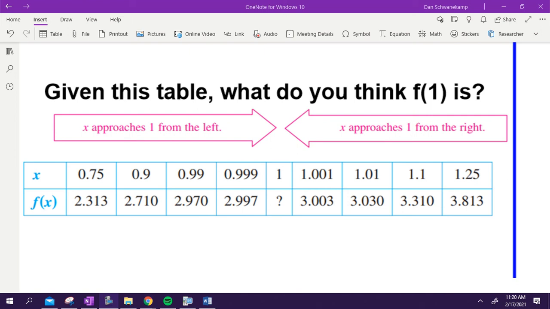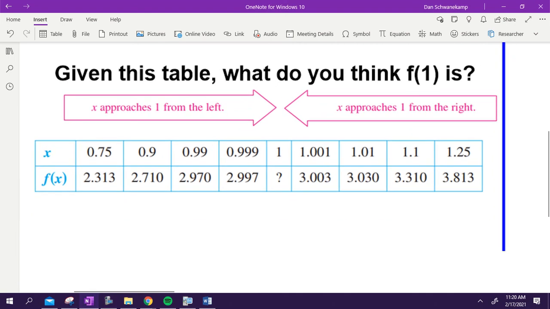We are talking about limits. Today we're going to do two things with limits. We're going to look at them graphically and numerically, or tabularly. Okay. This first one, given this table, what do you think f of 1 is?